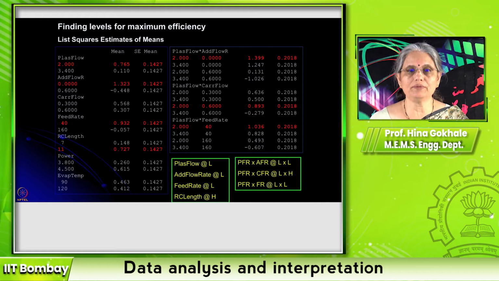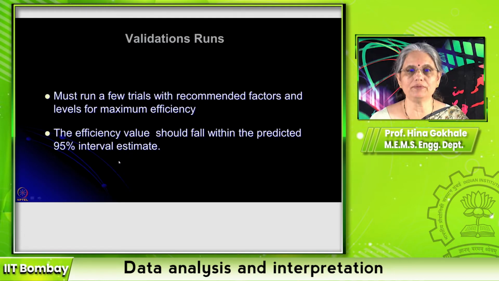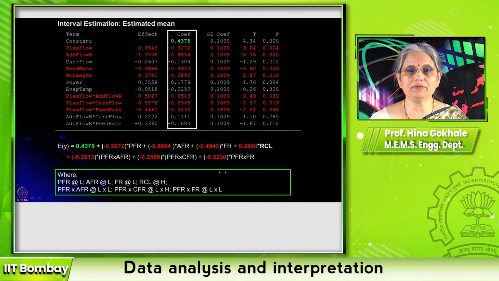So, we must run a few trials at the recommended factors and levels for maximum efficiency, and we should see that the efficiency value should fall in the predicted 95% interval estimate of the maximum efficiency. So, let us do the interval estimation. So, this is the model we have estimated. Expected value of y, it is actually Logit transformed y, is this.